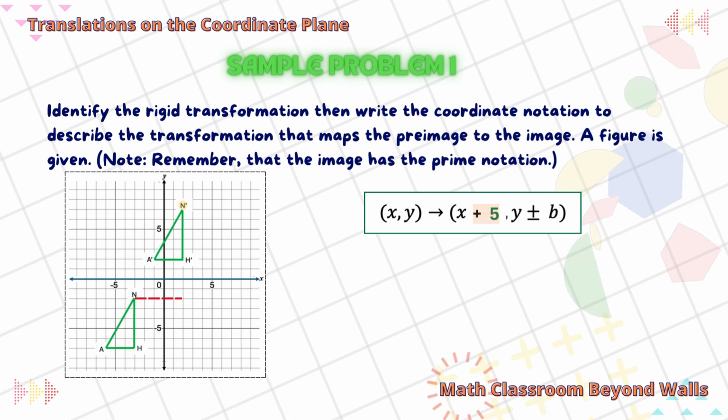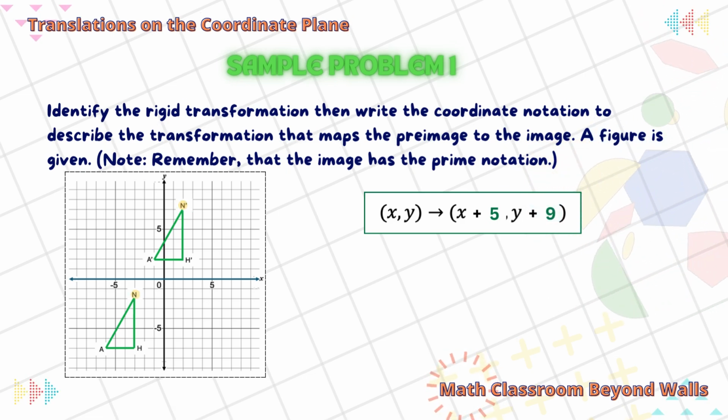From where we stop, we move up and count the moves until we reach N prime. Let's go. 1, 2, 3, 4, 5, 6, 7, 8, 9. Take note that the moves were going up, so we have to use the plus sign. So B is positive 9. There you are, learners. We have the coordinate notation to describe the transformation that maps the preimage to the image. This is our translation rule.